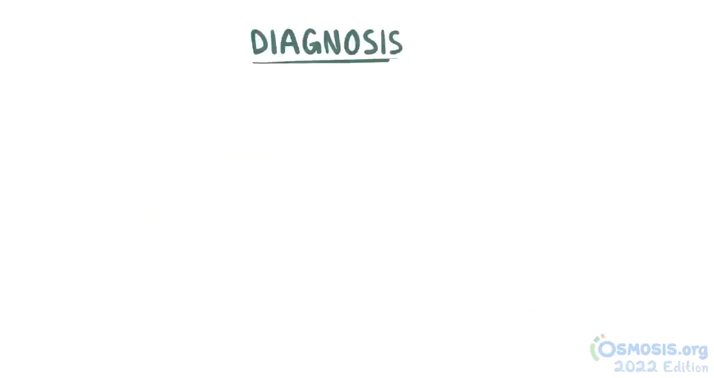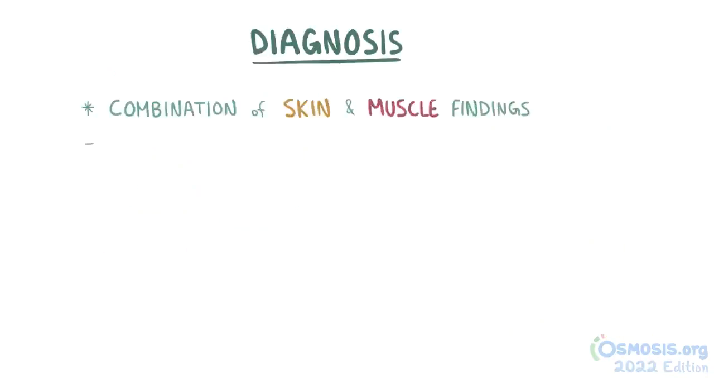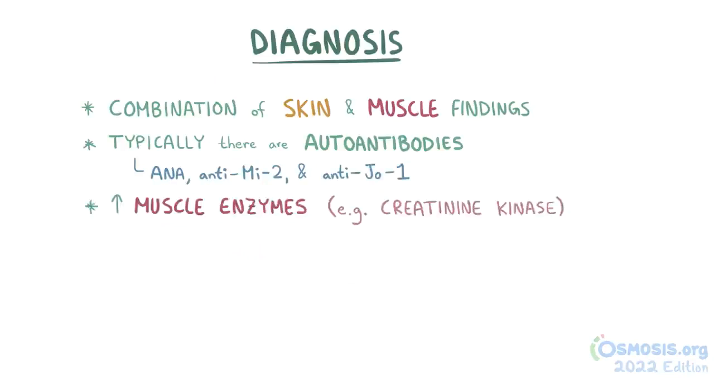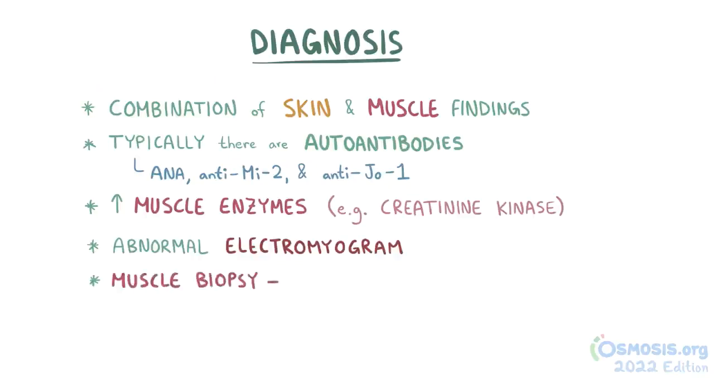The diagnosis of dermatomyositis is based on the combination of skin and muscle findings. Typically, there are autoantibodies, like anti-nuclear antibodies or ANAs, anti-MI2, and anti-JO1. There are often increased levels of muscle enzymes, like creatine kinase, and abnormal findings on an electromyogram, or EMG. A muscle biopsy might show signs of inflammation of the perimysium.